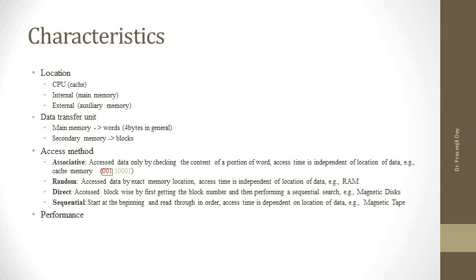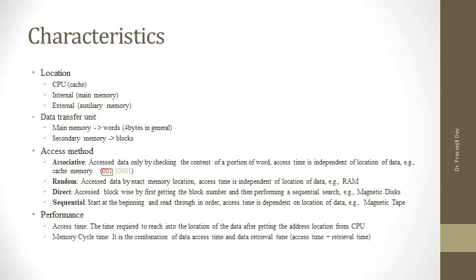Now the fourth characteristic of the memory is its performance. The performance of a memory can be measured with the help of three metrics. The first metric is the access time. Access time is the time required to reach the location of the data after getting the address of it from the CPU.